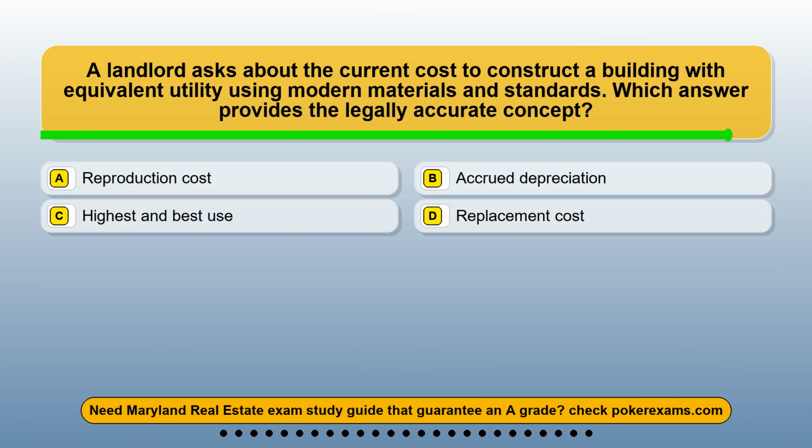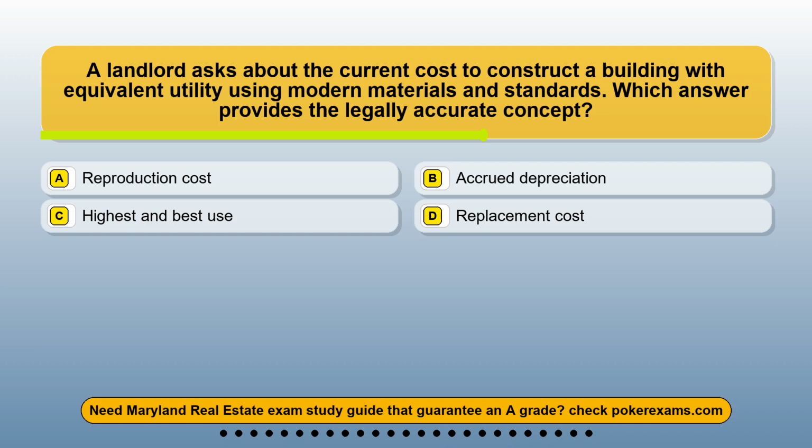Question 21. A landlord asks about the current cost to construct a building with equivalent utility using modern materials and standards. Which answer provides the legally accurate concept? Option A, reproduction cost. Option B, accrued depreciation. Option C, highest and best use. Option D, replacement cost.